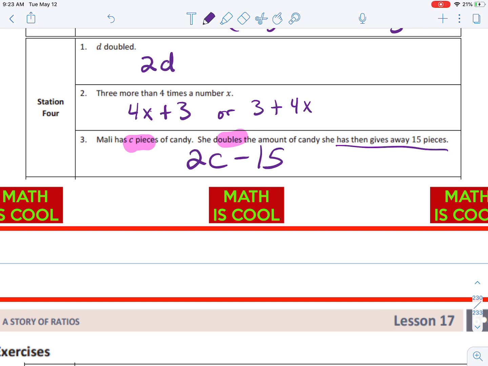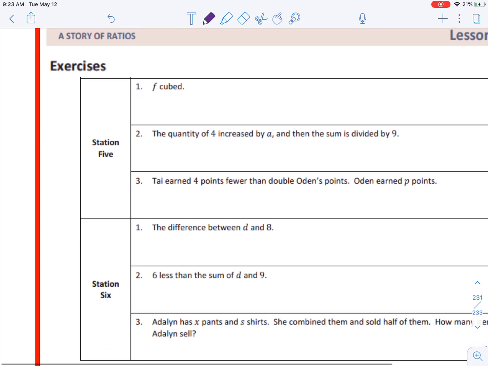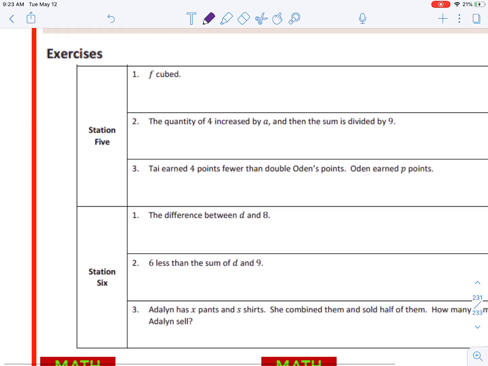All right, a couple more stations to go, and then we'll be done. Station 5, F cubed. Remember, cubed means an exponent to the 3rd power. So all this is telling us is f to the 3rd power, f cubed.